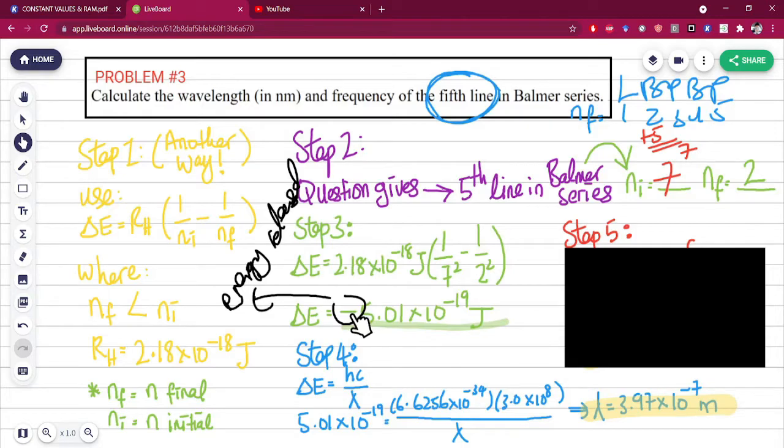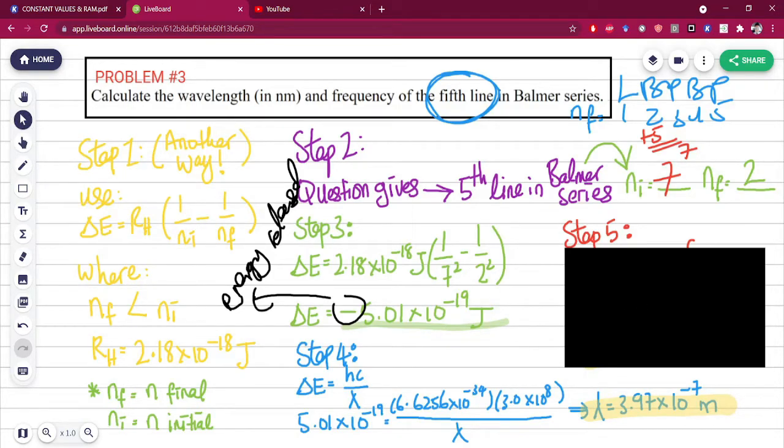Because the negative sign over here is only for the delta E. It tells you that the energy has been released. But if you want to use this piece of information to get the wavelength, you have to ignore the negative sign, because wavelength cannot have a negative sign. It is a length. Okay? So just by plugging in all the values and switching things over, eventually you would get the wavelength equals 3.97 times 10 to the power of negative 7 meter.